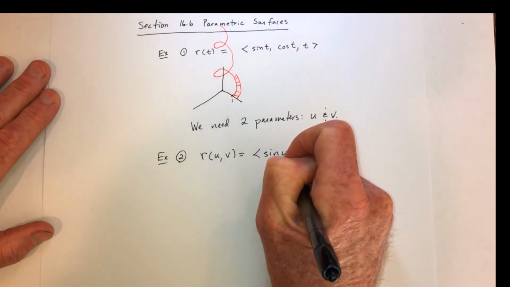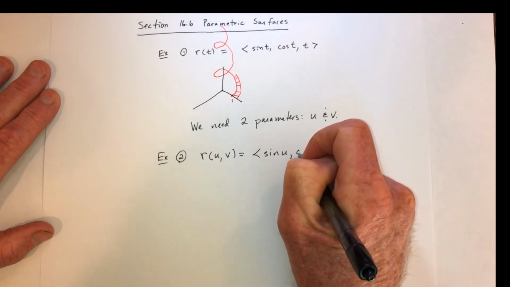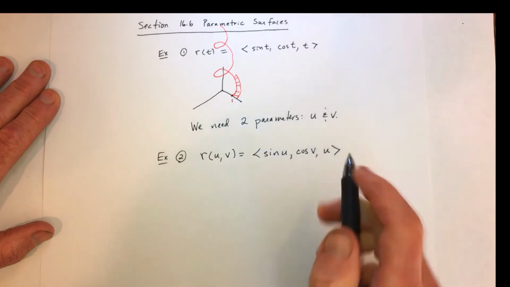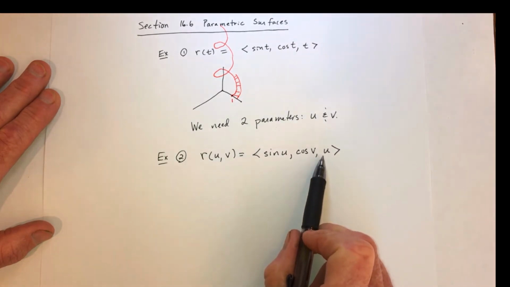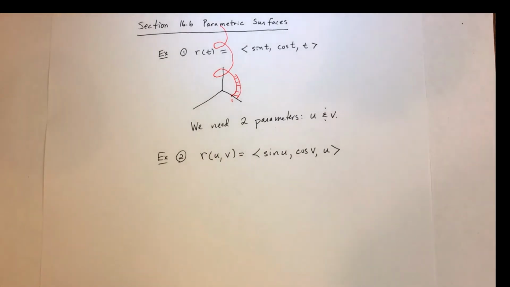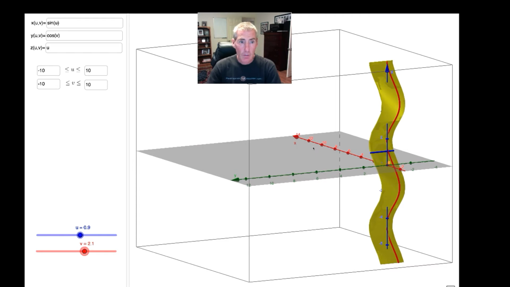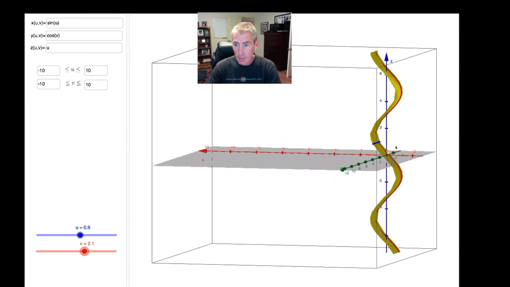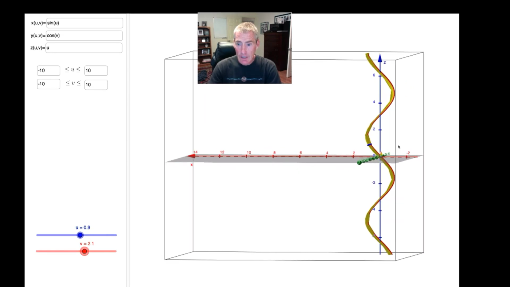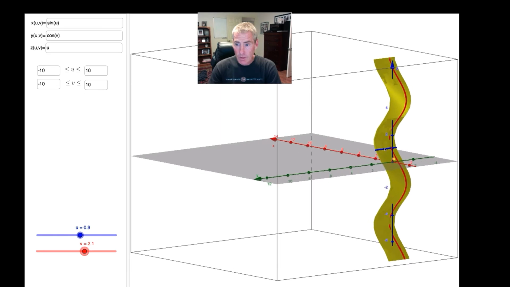Sine of u, go with cosine of v, and then let the z value just be u. So let's go ahead and take a look and see what the graph of that looks like. So this is a pretty simple example of a parametric function. You can see that if you look at it this way, that definitely looks like either sine or cosine. But now it's got some width to it, so it's not just a line, but it's like a ribbon.